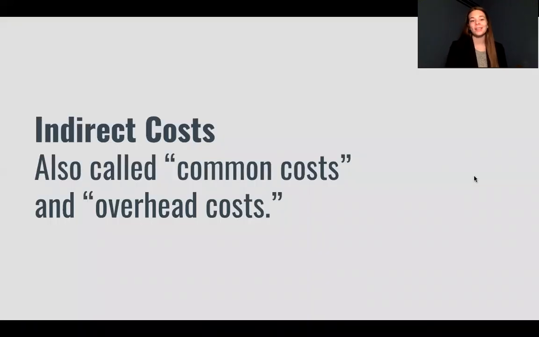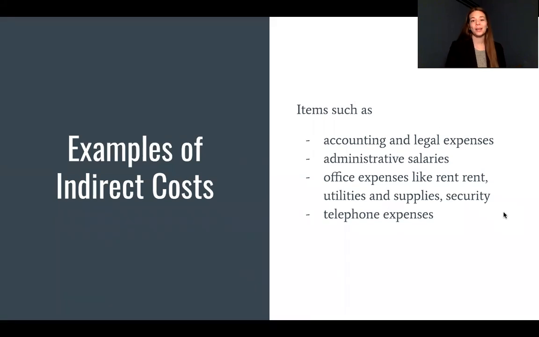So, an indirect cost is also called a common cost and an overhead cost. It is basically anything in a company that is not directly related to the production of a product that a company is selling. I have some examples here, but this can be anything that is an administration cost or a supply cost that doesn't go into the product itself. And here are some examples that you can see on this slide.